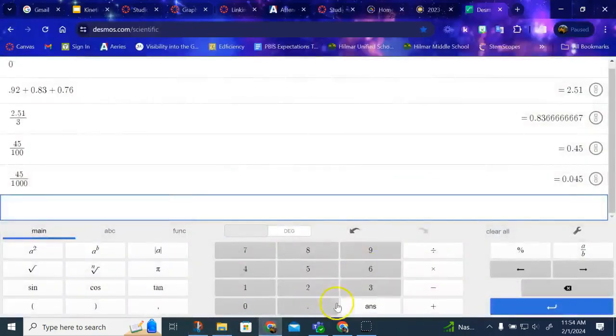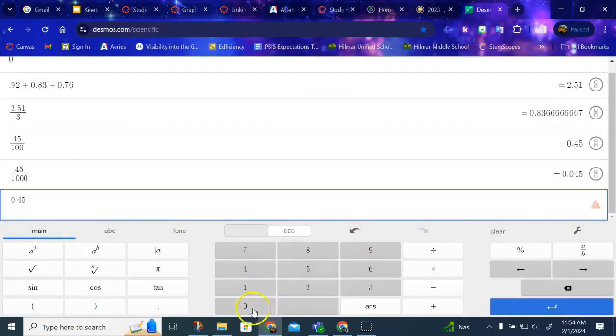Let's do some math. 0.45, because that's our distance, divided by 0.8. So our speed, if we look at this, is 0.5625, and we've been rounding to 1 decimal place. So that's going to end up getting us 0.6 meters per second.